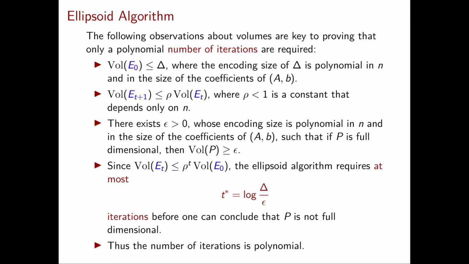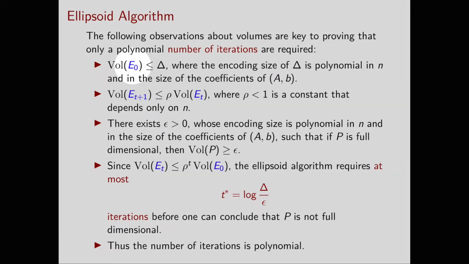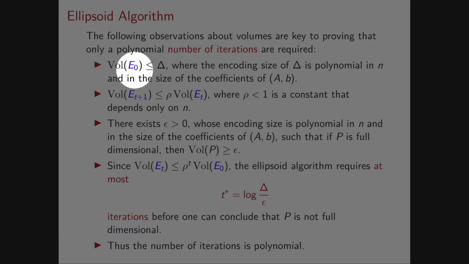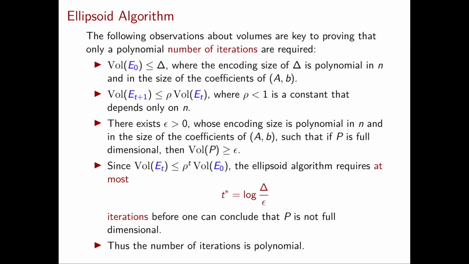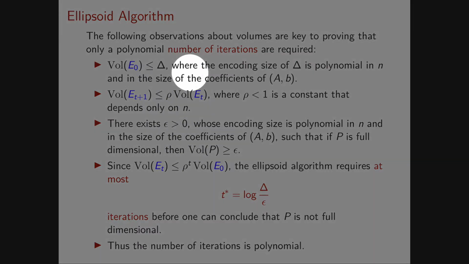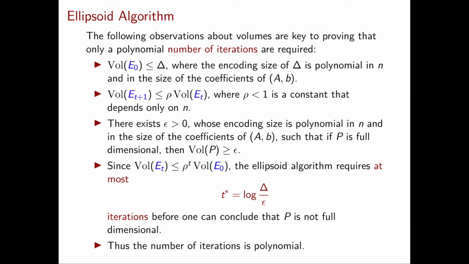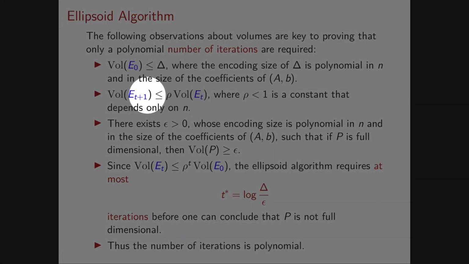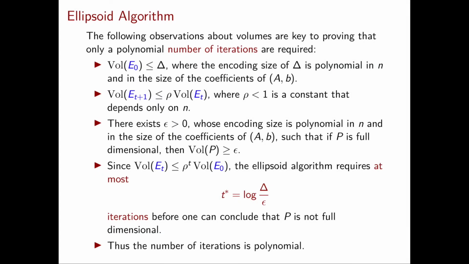So the first observation is that the very first ellipsoid can be constructed with volume at most a number delta, where the encoding size of this number delta is polynomial in n and in the size of the coefficients of the system describing the polyhedron. Next, it can be shown that the volume of the ellipsoid at every iteration decreases by a factor ρ, which is strictly smaller than 1 and depends only on the dimension n.